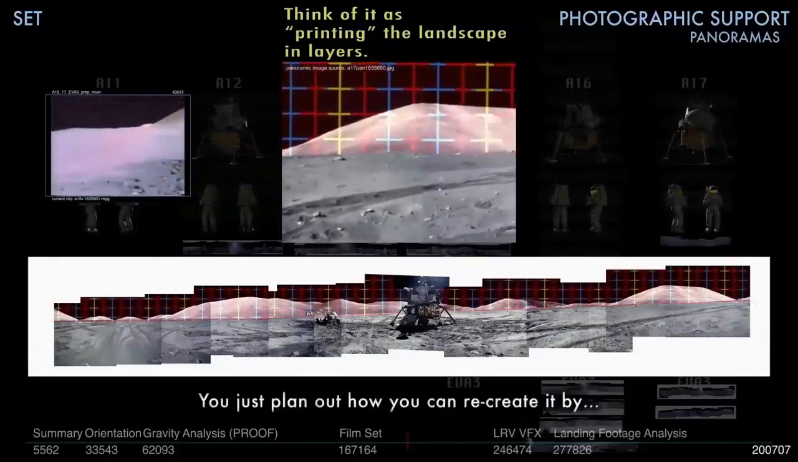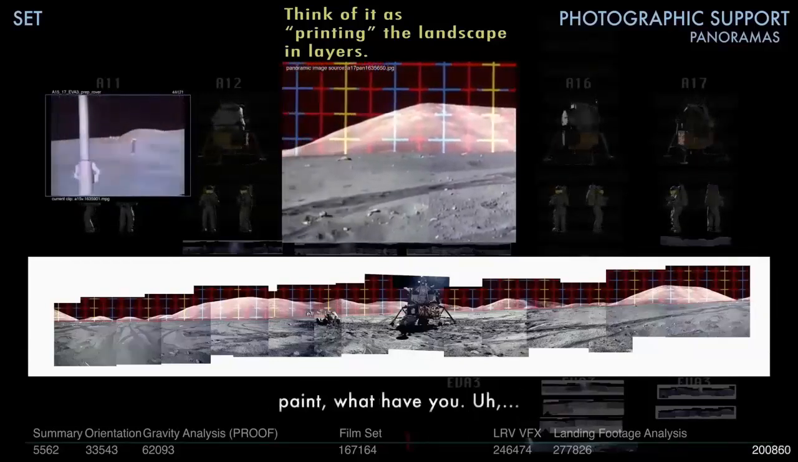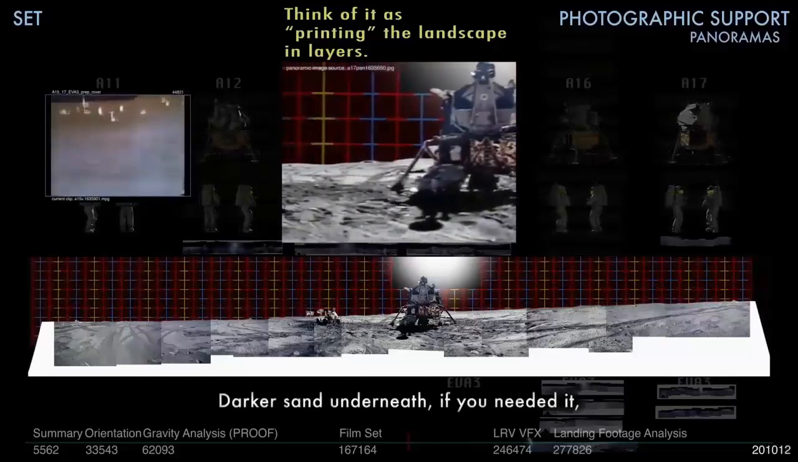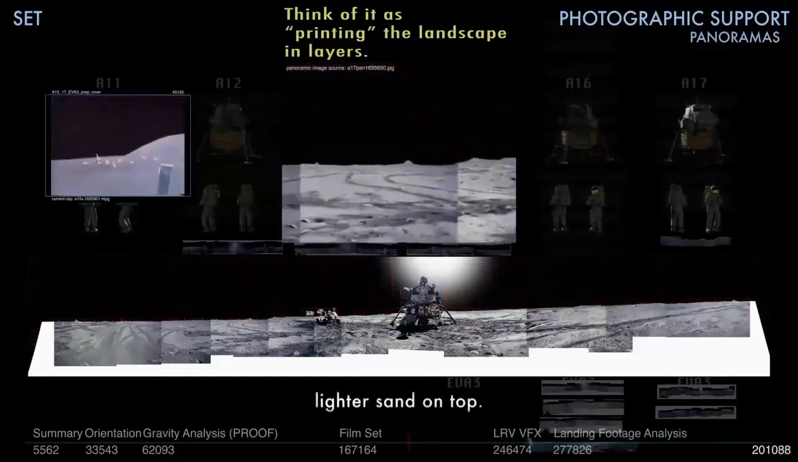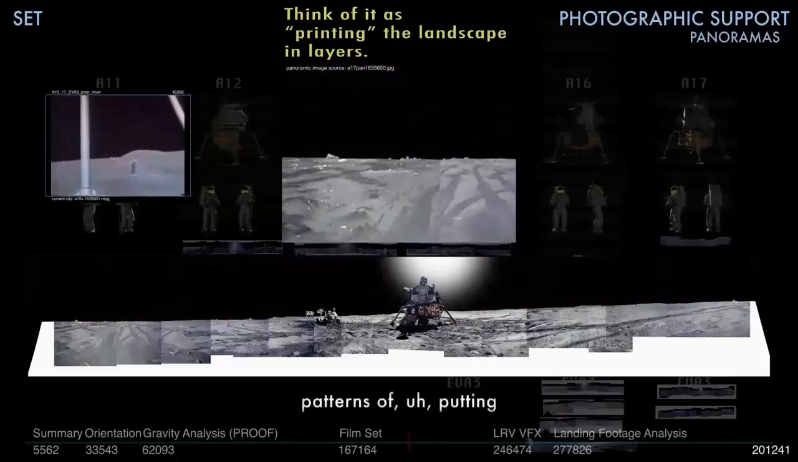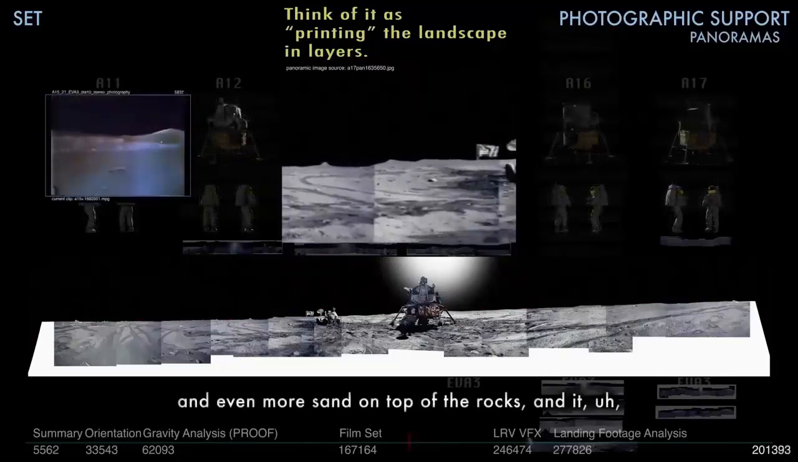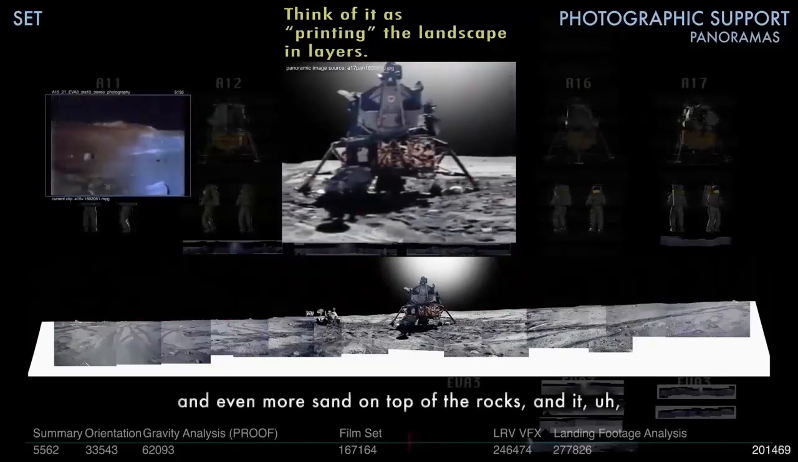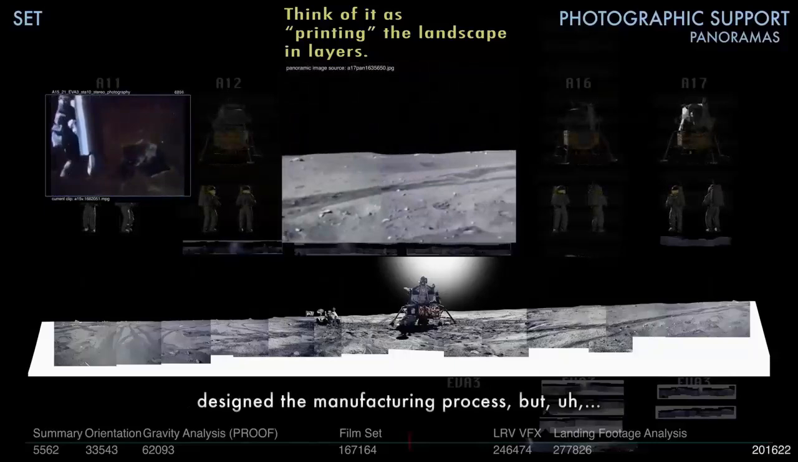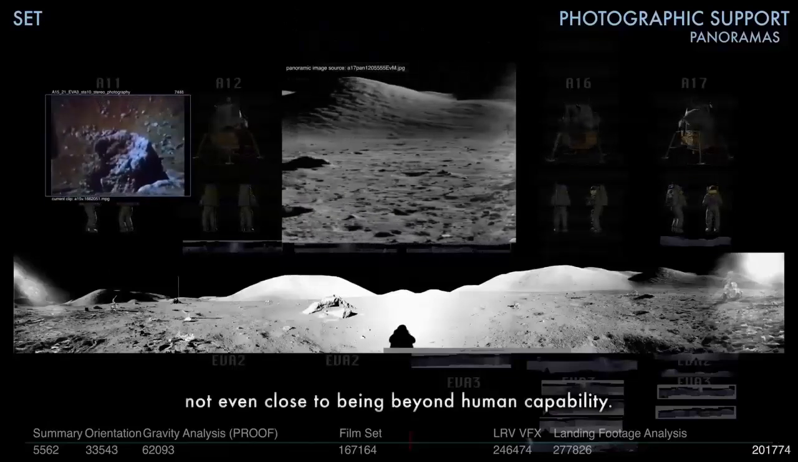They did the same thing on the model. You just plan out how you're going to recreate it, projecting, spraying the sand, paint, and what have you. And here is all the sand, and they did it in layers. Darker sand underneath if you needed it, lighter sand on top. They went through the trouble of figuring out how many layers and patterns, putting certain colors of sand down and so forth, and then the rocks, and even more sand on top of the rocks. I'd love to see how they designed and manufactured this process, but it's certainly not even close to being beyond human capability.